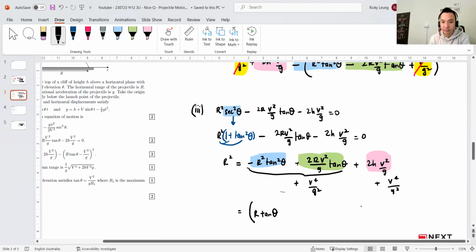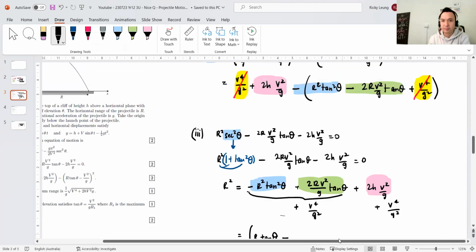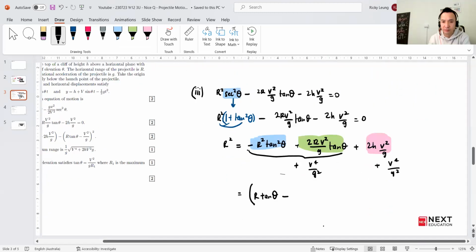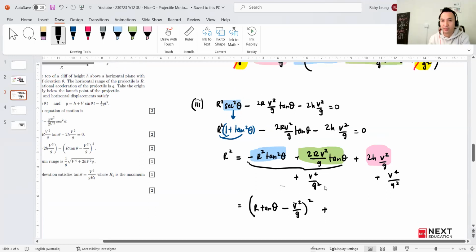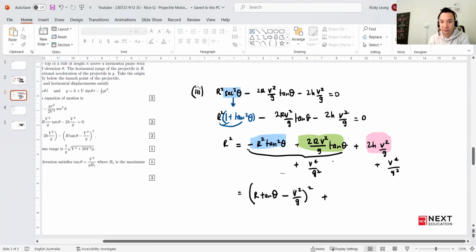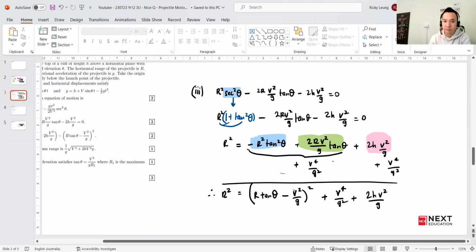Plus, is it minus? R tan theta minus v squared on g, squared. And then plus the yellow and the pink, so v4 on g squared plus 2hv squared on g. Therefore, I've done it, right?